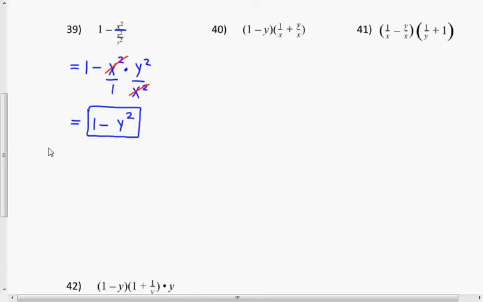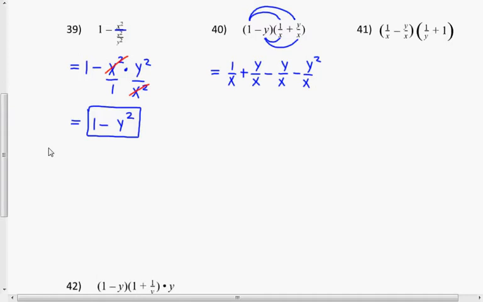For number 40 and 41, this is just FOIL with ugly fractions and ugly binomials, but it's the same process. So we'll take the first product, 1 times 1 over x, plus 1 times y over x, minus y times 1 over x, which is y over x, minus y times y over x, which is y squared over x.